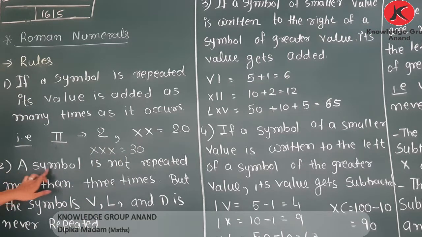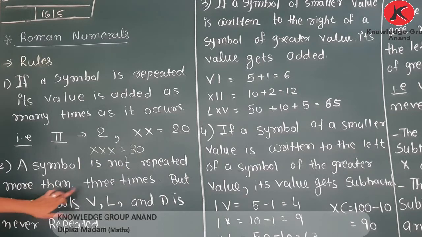Second rule, a symbol is not repeated more than 3 times.